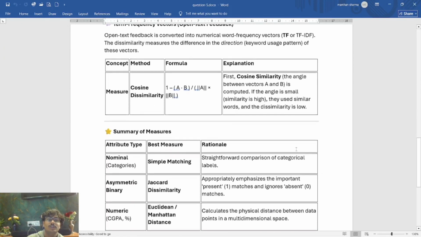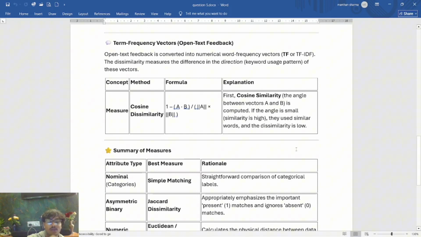Now moving on to term frequency vectors, which come from open text feedback, like comments students write about teachers, labs, or classes. To analyze this, we convert each feedback comment into a word frequency vector using TF or TF-IDF. Once the feedback is turned into a vector, we measure dissimilarity using cosine dissimilarity. The formula is 1 minus A dot B upon the magnitude of A times the magnitude of B.